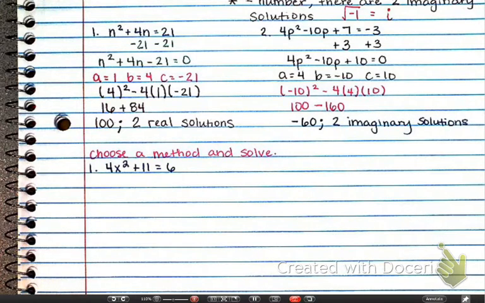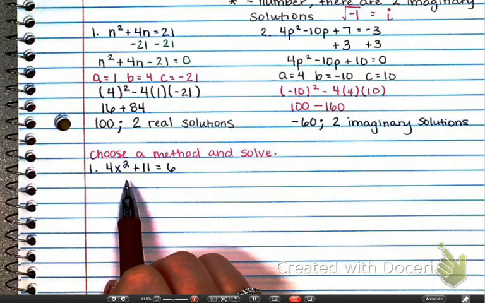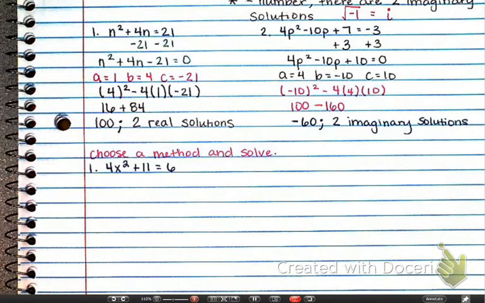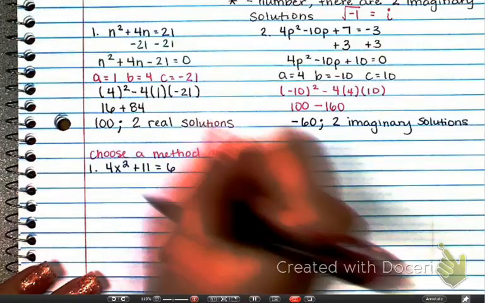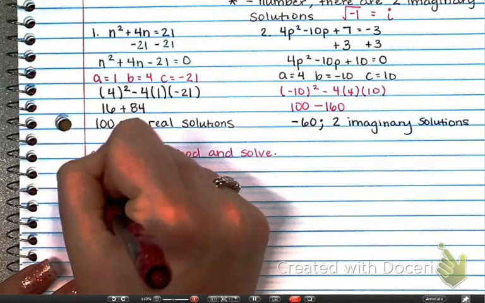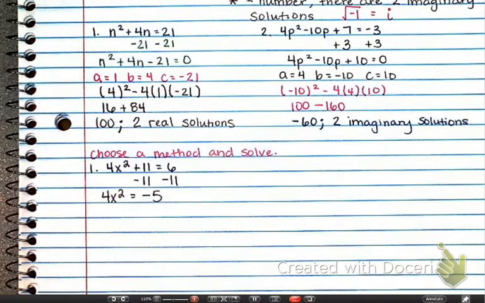I hope that you said taking square roots. And the reason taking square roots should stand out to you is there's no bx term. Okay, we don't have that bx term, so it's easier to take square roots. Could I use the quadratic formula? Absolutely. Remember, the quadratic formula is always going to work, even in this case as well. But taking square roots is easier, so that's what I'm going to do. I want to get x squared by itself, so I'm going to subtract 11 from both sides, giving me 4x squared equals negative 5.